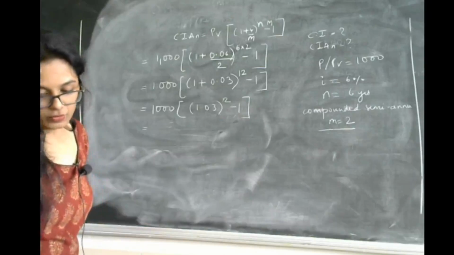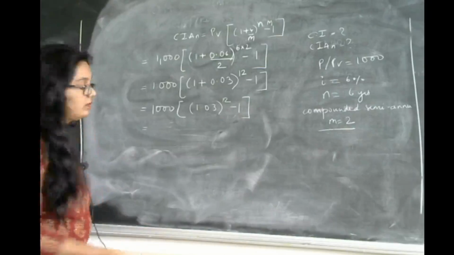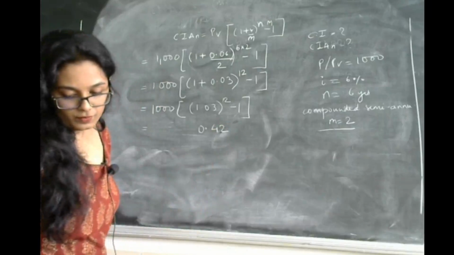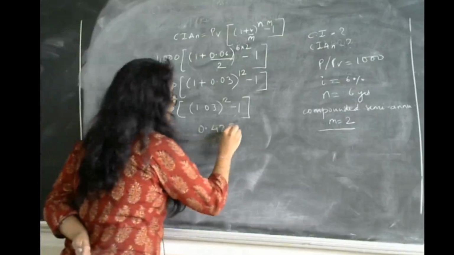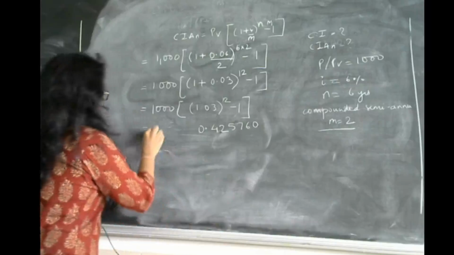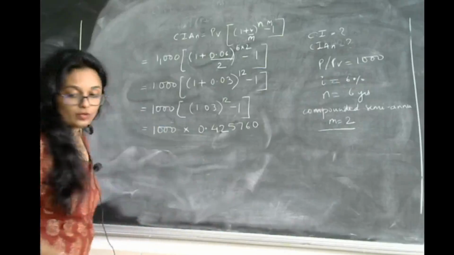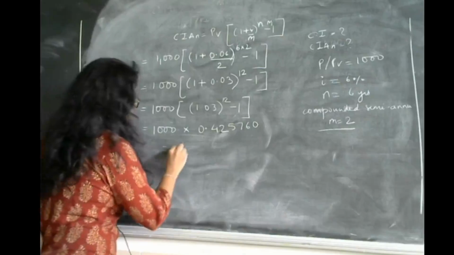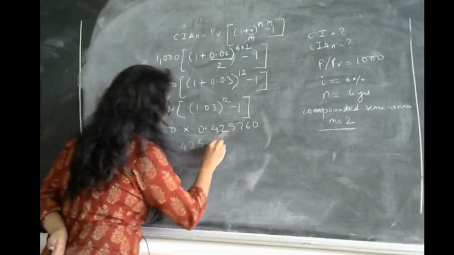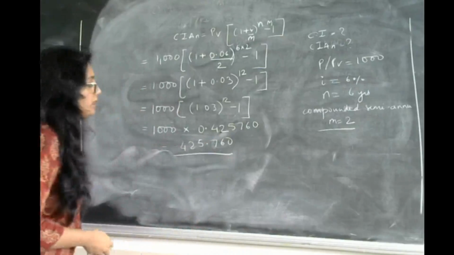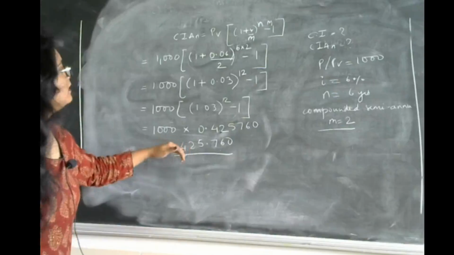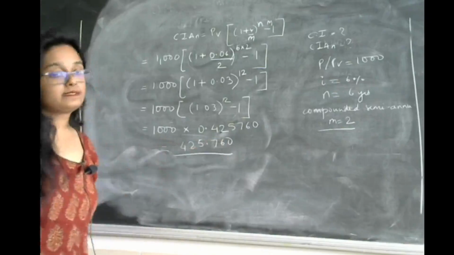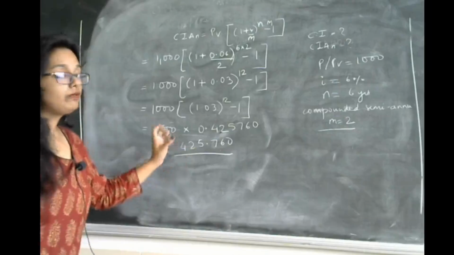Once you solve that, you get 0.42570. Multiply this with 1000 and you get a total answer of 425.760. So the compound interest is around 425.76.